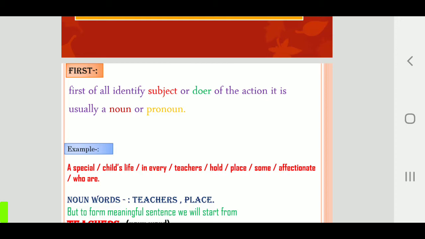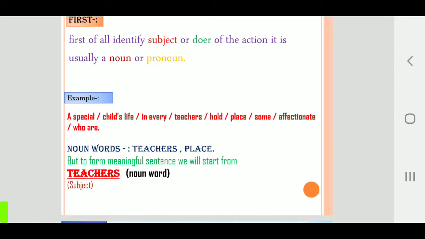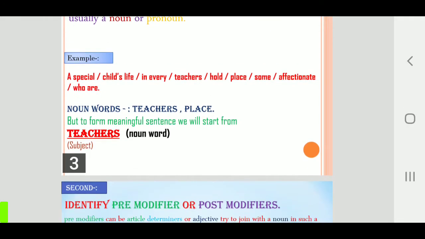are. First of all, we find that teachers and place are noun words, but we cannot start the sentence with place. It is not forming a meaningful sentence. So we'll start it with the word teachers. It is also a subject here.